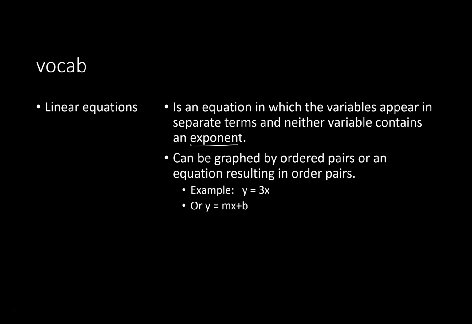So it can be graphed by ordered pairs, or an equation resulting in ordered pairs. So like y equals 3x. I have two variables. Y equals mx plus b is another one, so there'd be numbers here. There's really only two variables there, but we'll get into that later. Another thing that I probably should have put on here is linear equations make a line. Because linear means line. So a nice way to think of that.